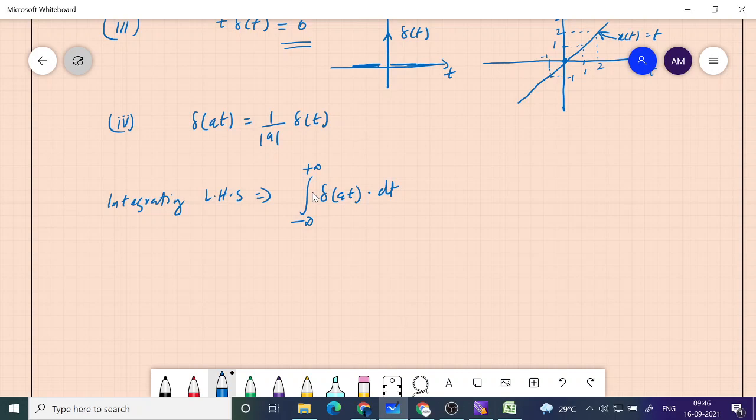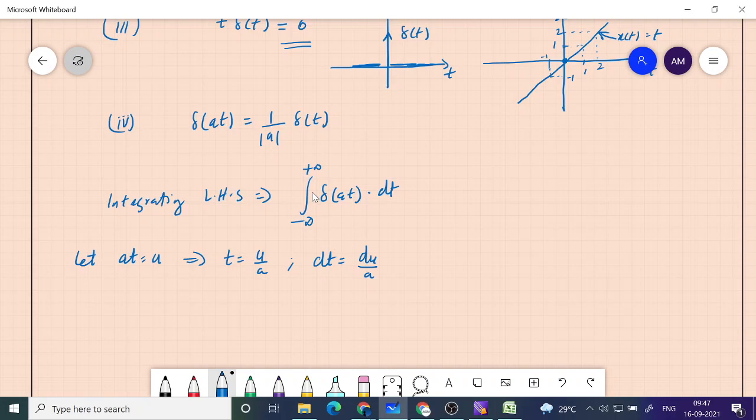Okay, so what can I do? I can again do the variable transformation. The variable transformation I will do is, let at equal u. So what is t? t is u by a. And what is dt? dt is du by a.